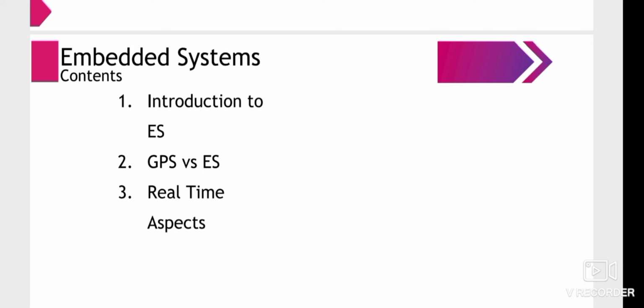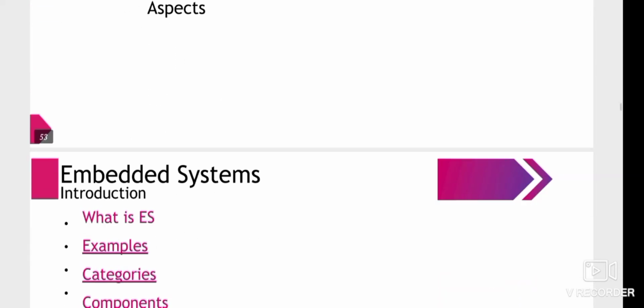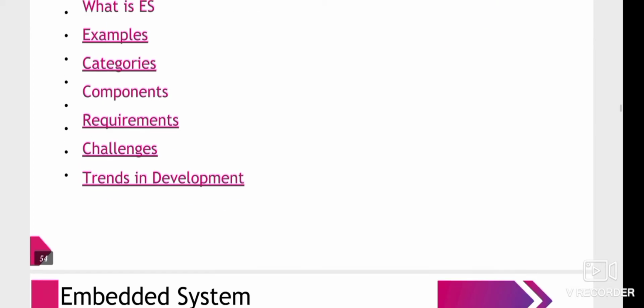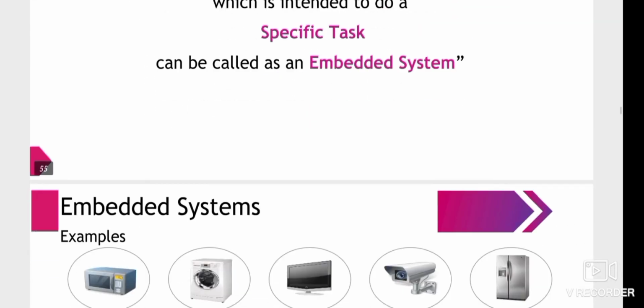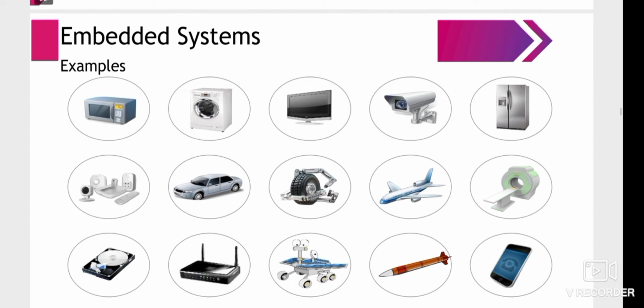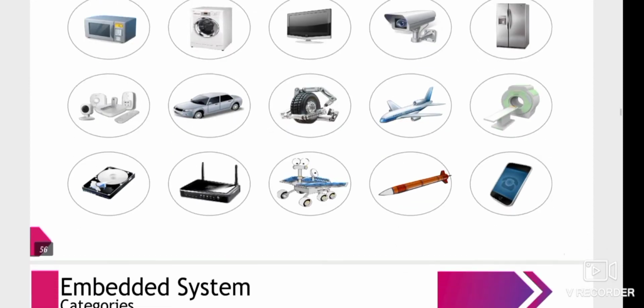The embedded system contents are: introduction to embedded system, GPS versus ES, where GPS is general purpose system versus embedded system, and real-time aspects. So what is the definition of an embedded system? We say that any combination of hardware and software which is intended to do a specific task can be called an embedded system. These are some examples of embedded systems.